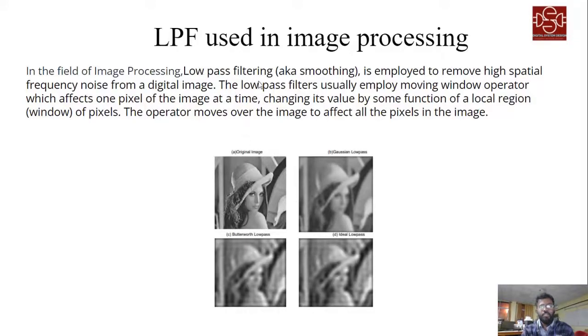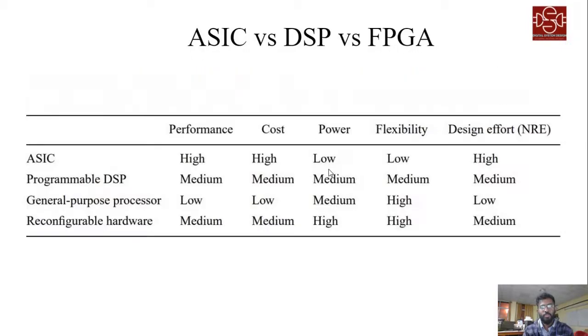Here, low pass filtering, also known as smoothing, is employed for removing high frequency domain noise from a digital image. The low pass filter usually employs a moving window operator which affects one pixel of the image at a time, changing its value as a function of the local region. With the windowing method, the high value pixels are removed. This is one of the very useful applications of low pass filters in image processing.